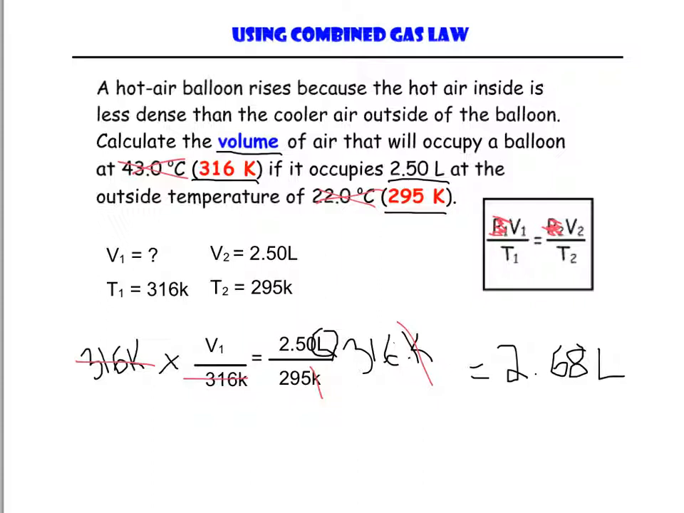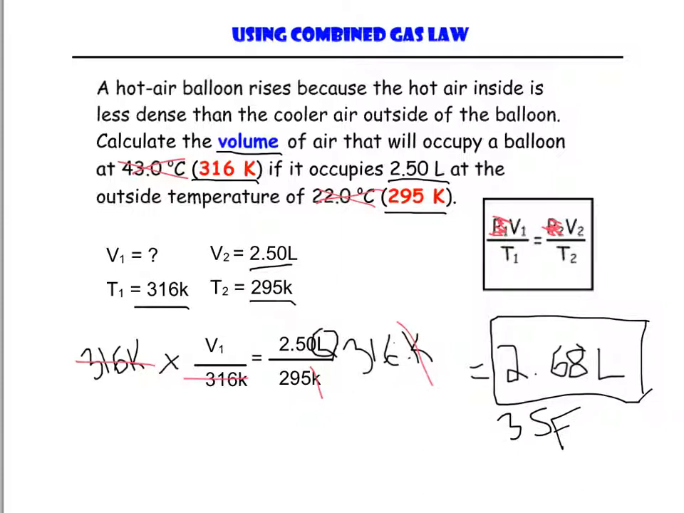And again, think through our answer. You'll notice that our temperature went from 295 to 316. So as our temperature increased, what happens to our volume? Well, generally our volume increases as well. So it makes sense that our answer went from 2.50 liters to 2.68 liters. And again, this answer should have 3 sig figs because all of the numbers we were provided had 3 sig figs as well.